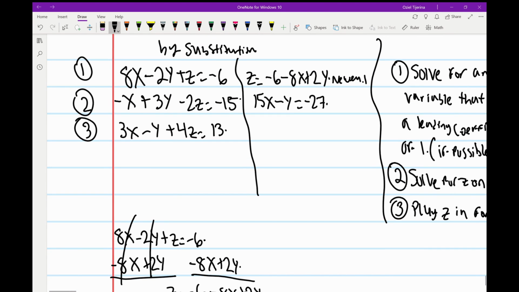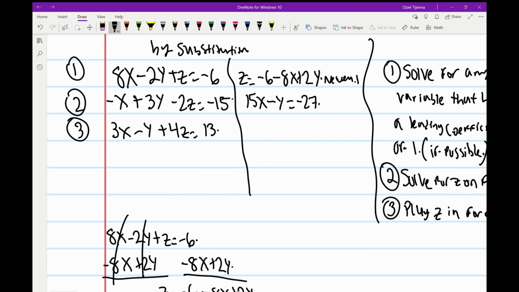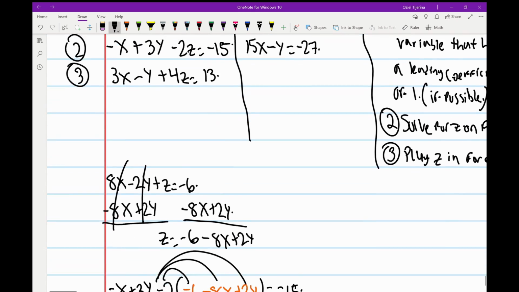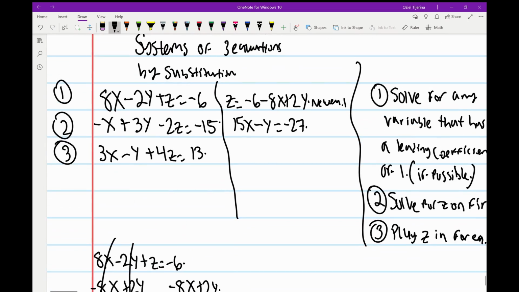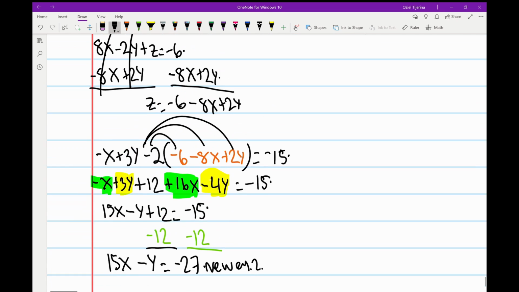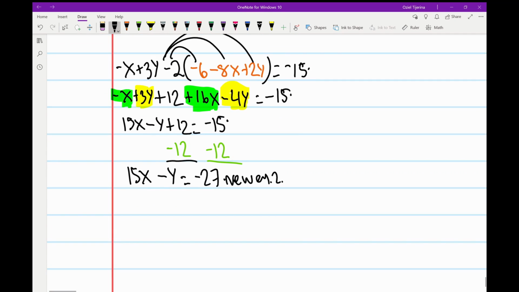Okay. And then we're going to do the same for equation 3. We're going to plug z in. Okay. So we have 3x minus y plus 4z equals 13.